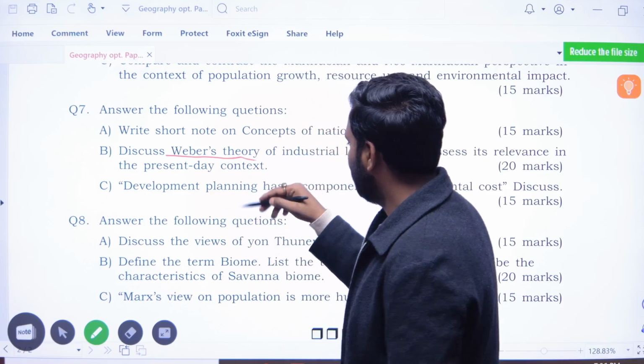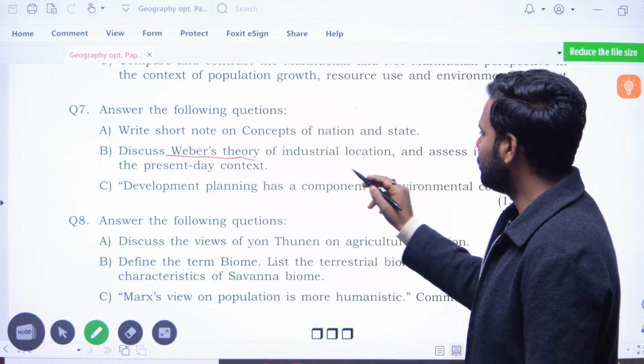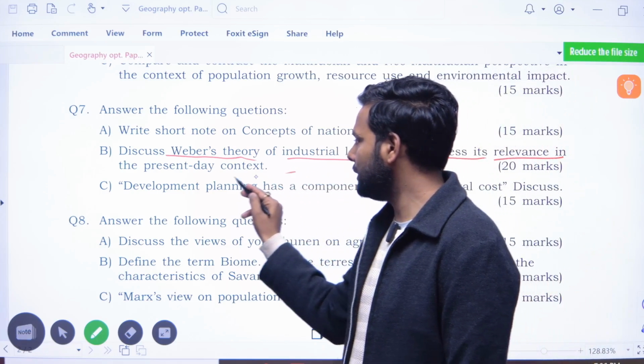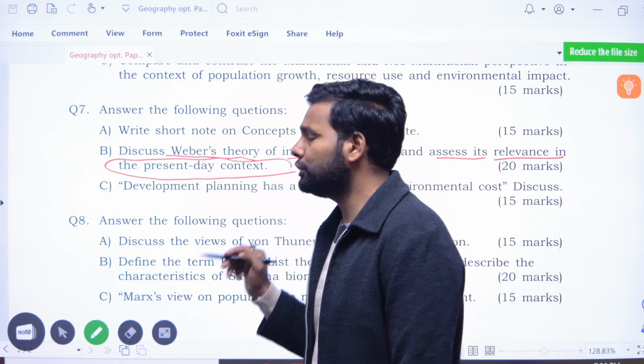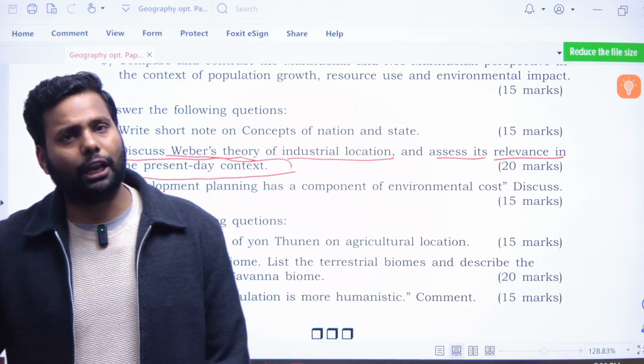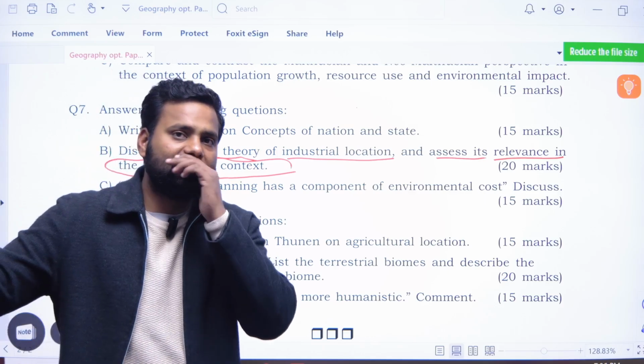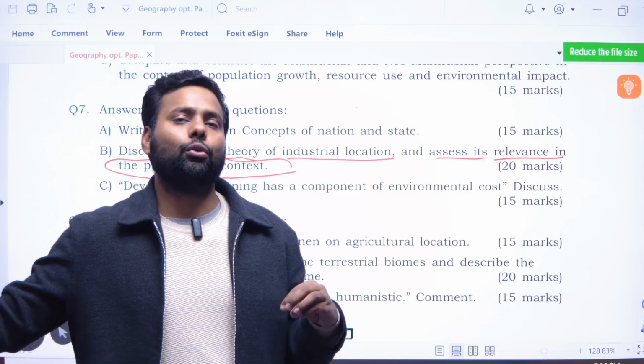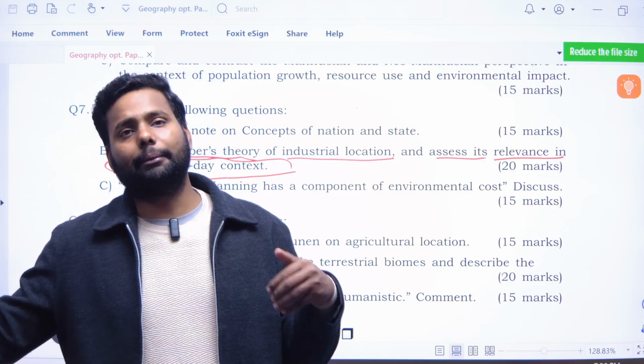Okay, in the next question, discuss the Weber's theory of industrial location and assess its relevancy in the present day context. We all know that Weber's theory of industrial location talks about the nature of industry and how and where industry can be located.